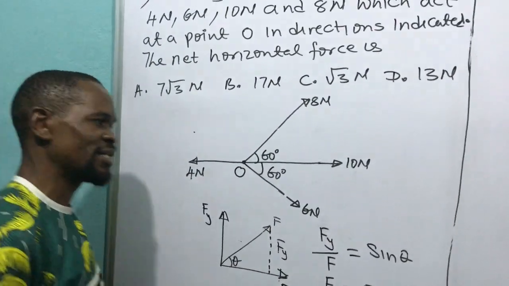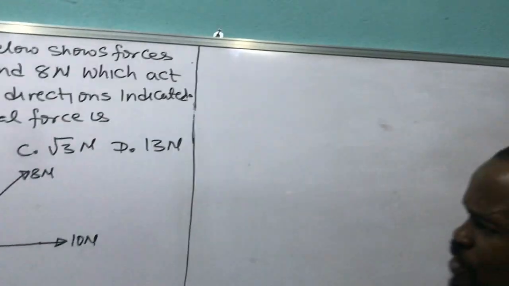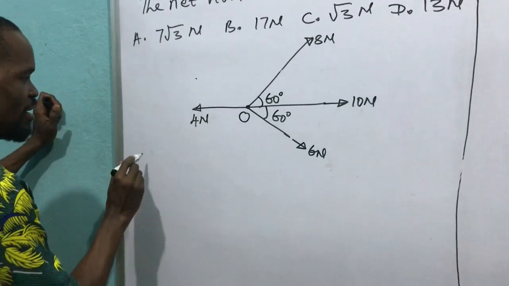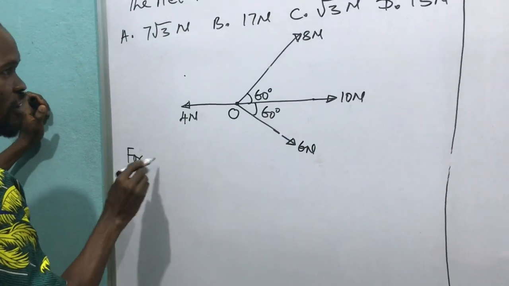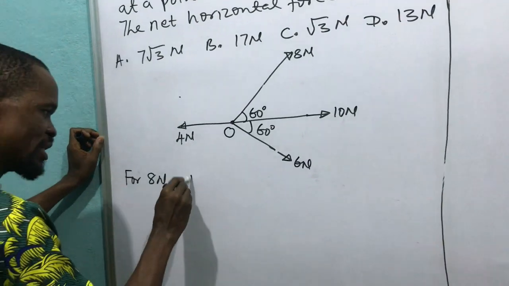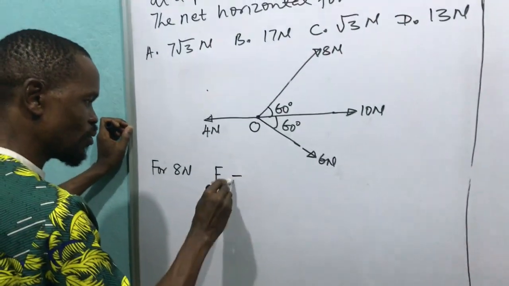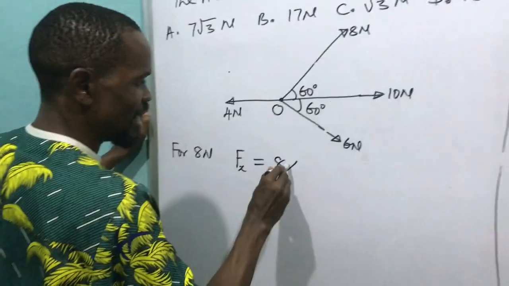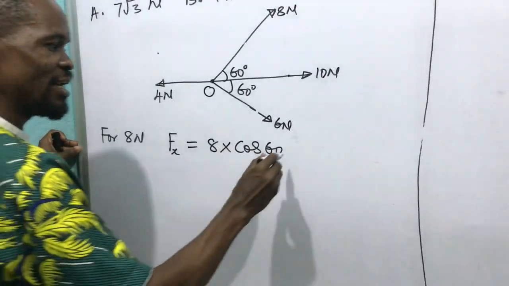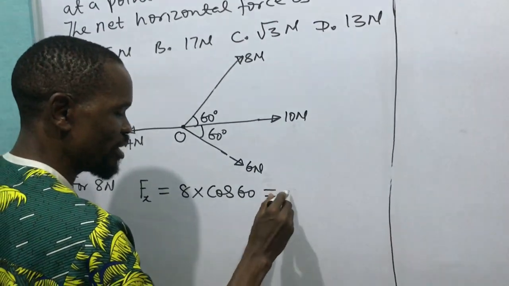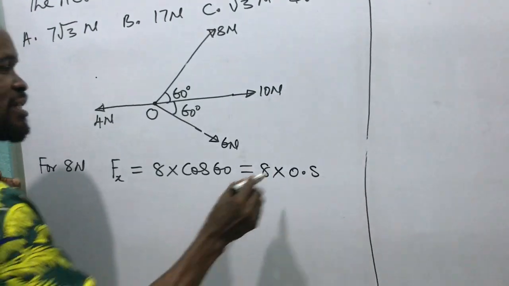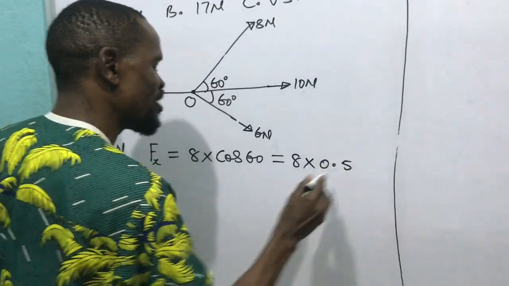Can we come over here? I'm resolving this force now. The force A, I will now say for 8 newtons, horizontal: Fx equals 8 times cos 60. Do you get what I'm saying now? And cos 60 is 0.5. 8 times 0.5. Cos 60 is 0.5, which is half.